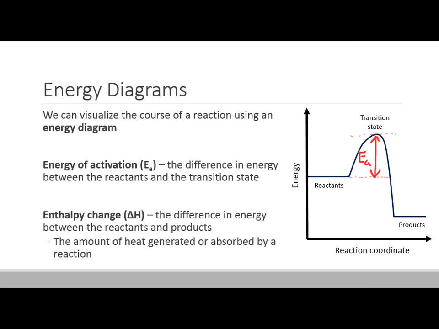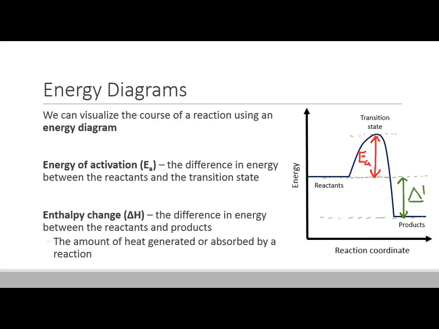Now the other thing that we should know about would be the enthalpy change, or delta H. So I'm going to go ahead and change colors here. And delta H, the enthalpy change, is the difference in energy between the reactants and the products. So I'm going to go ahead and put some dots here and some dots here, and you can see the difference between reactants and products.